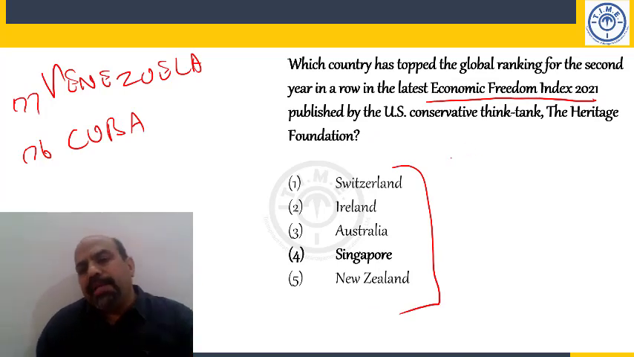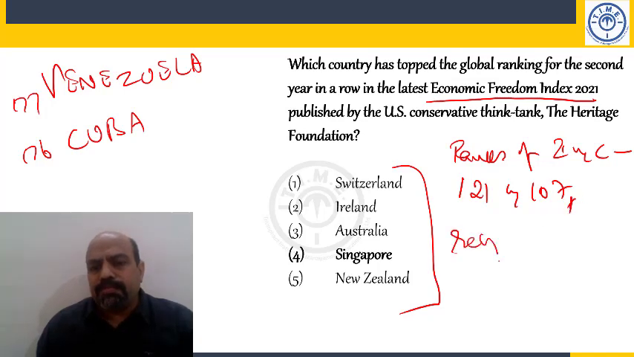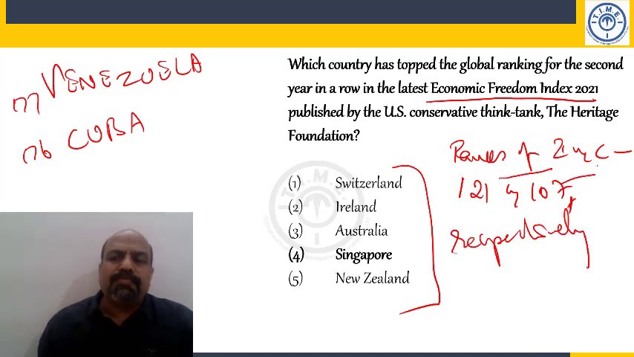India's rank. Our ranks of India and China, 121 and 107 respectively. India's rank is 121st. China's rank is 107. Okay.